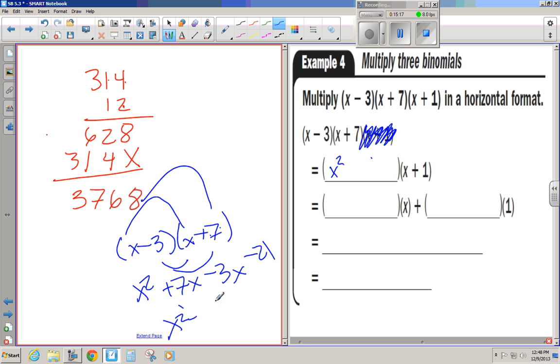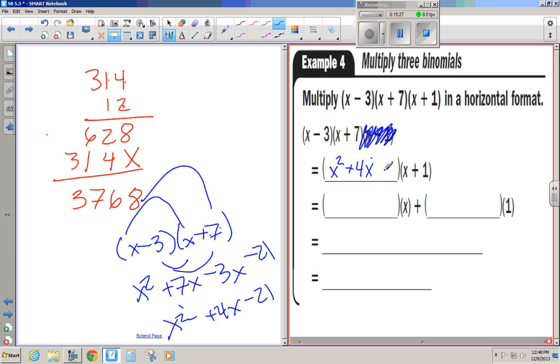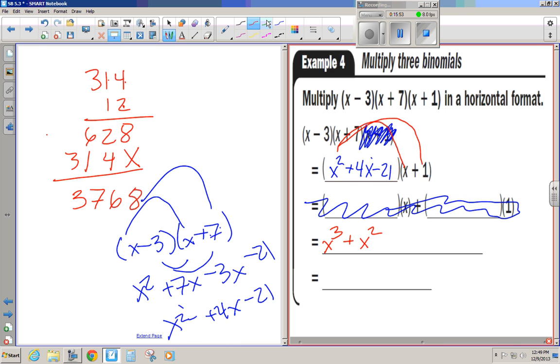So x squared plus 4x minus 21. So inside here, just that first part is there. Now it's telling us to go ahead and multiply this whole thing by x and this whole thing by 1. But again, I don't like that. I think you should just go ahead and say x squared times x is x cubed, and then x squared times 1 is x squared. And then do the 4x.